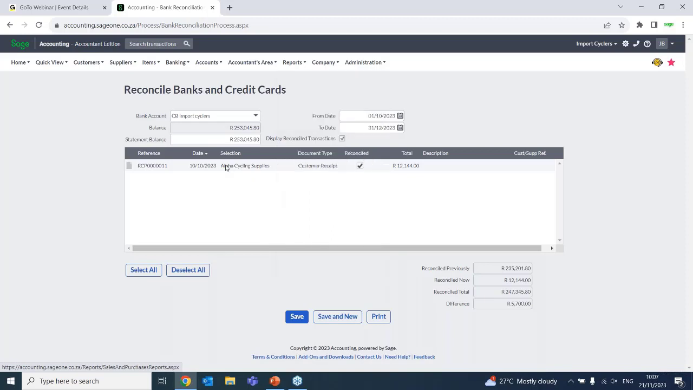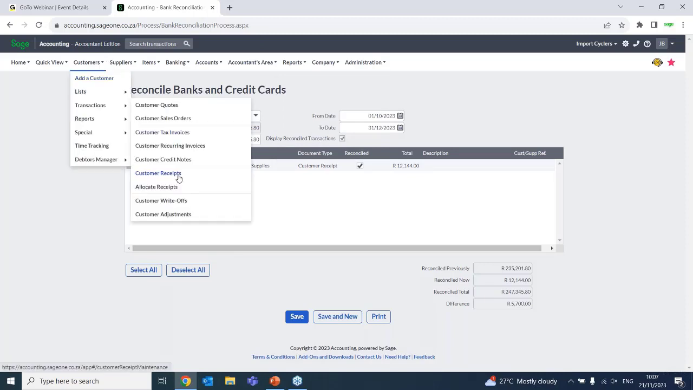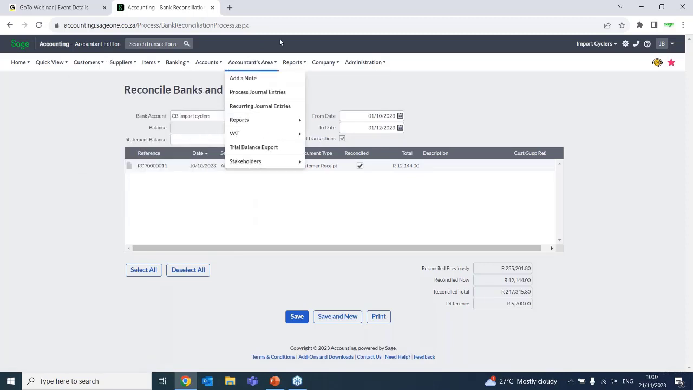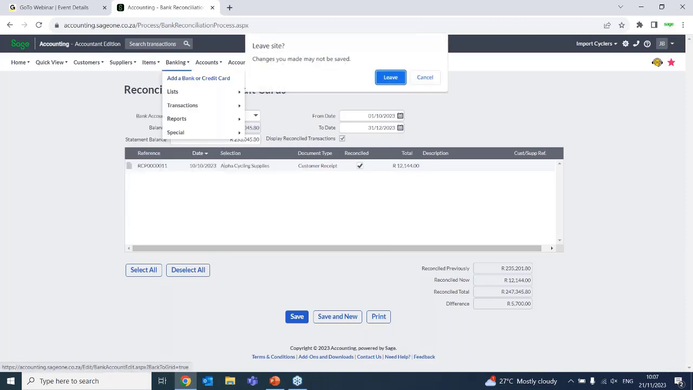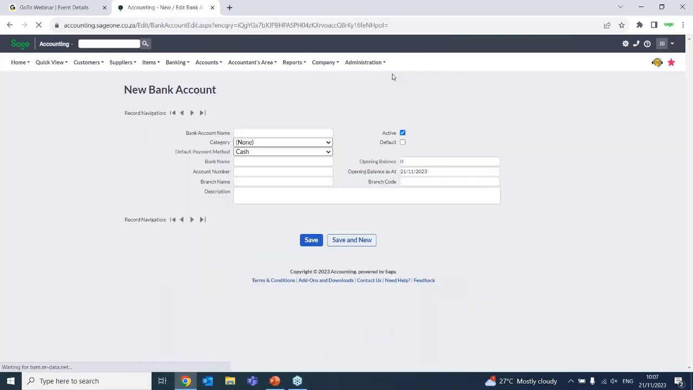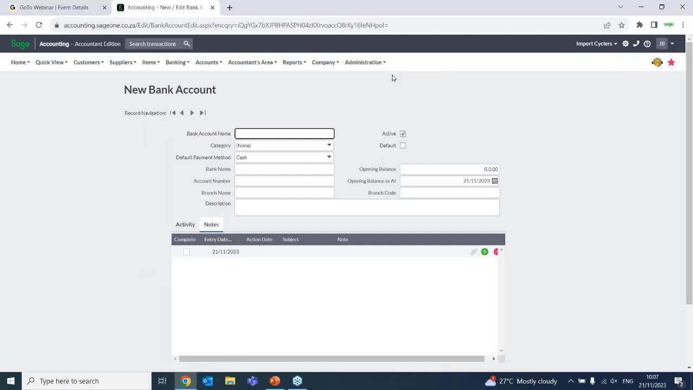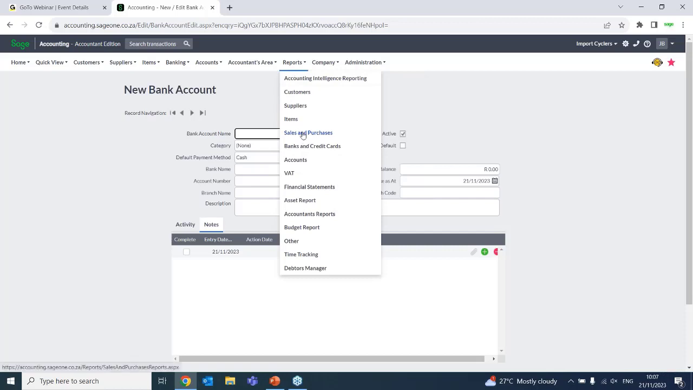So I did my customer receipt via my transactions and I processed that receipt, but when I was doing my banking and capturing my bank statements, I actually also captured that transaction. So there's two transactions. That's where you're going to need to come in and check those reports. You're going to need to go through your sales and purchases and your banks and credit cards to actually see what's happening. What am I seeing?